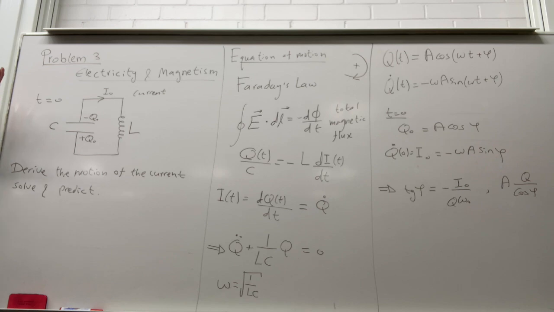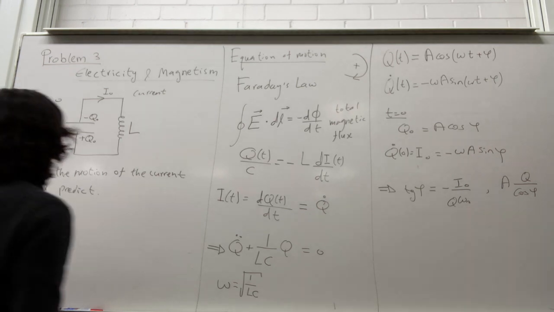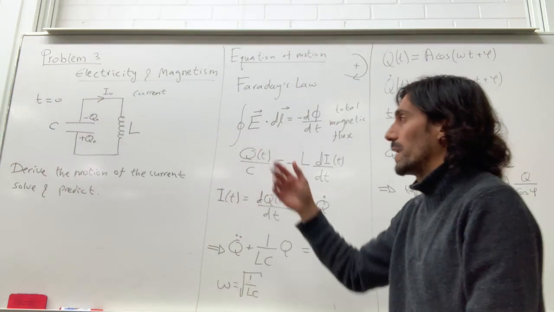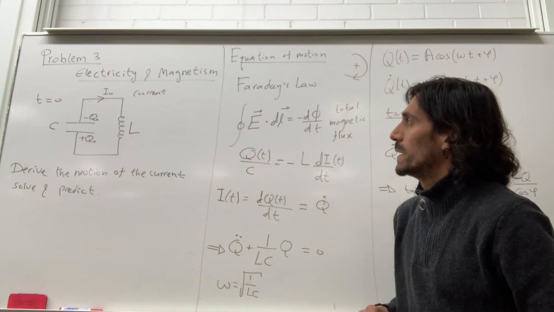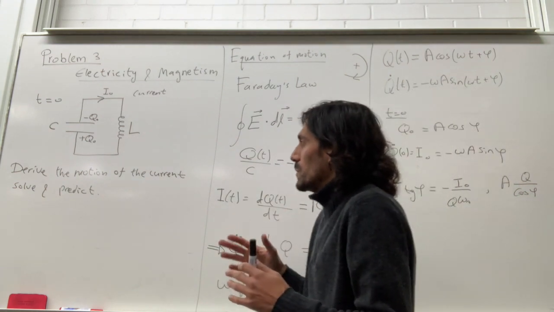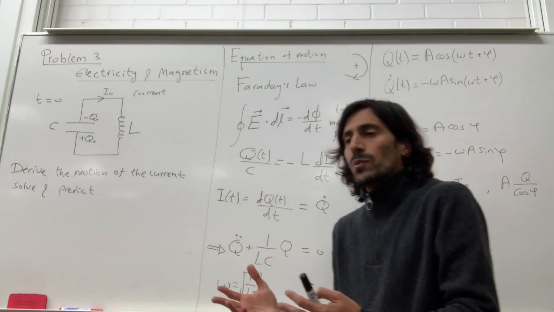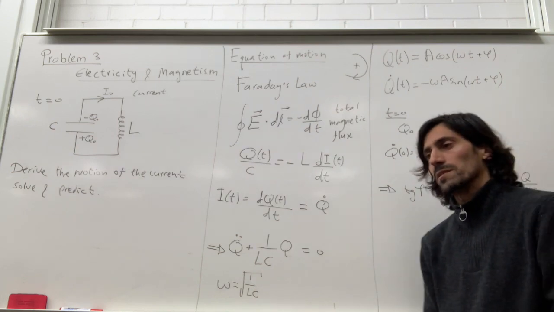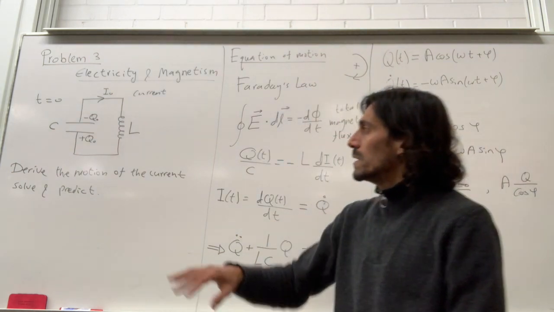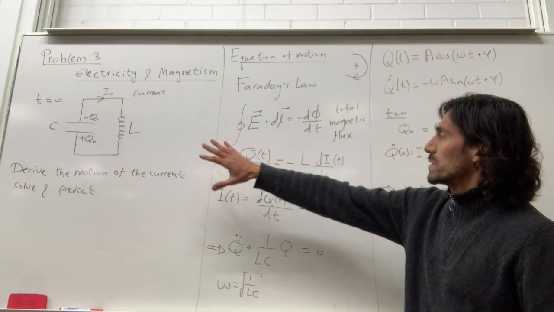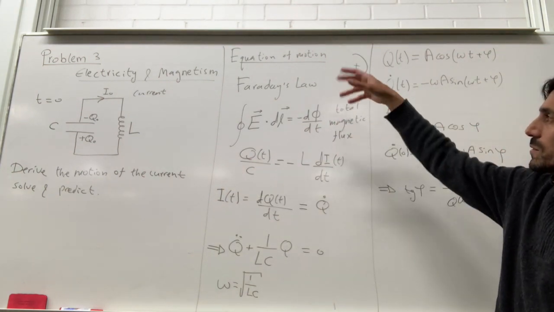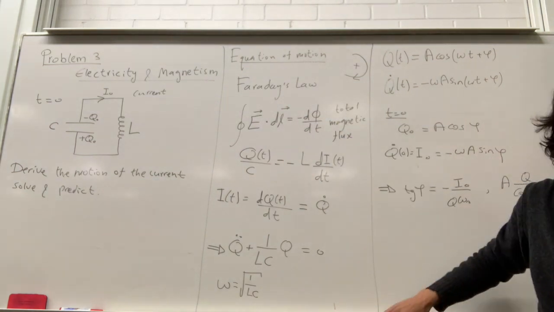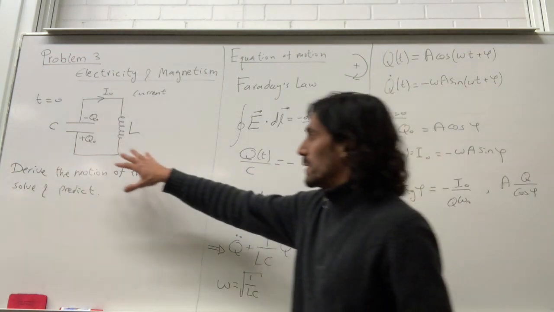We have a circuit here, and we want to derive the motion of the current in the circuit. We want to solve and predict, same as before. Now, before, when we had gravity, for example, we had to use the law of gravity because gravity is acting upon the mass, and when we had a spring, we went to Hooke's law, the same thing. Now, you look at electricity and magnetism books, and to get the equation of motion, we go to Faraday's law, and that would describe the physics here.